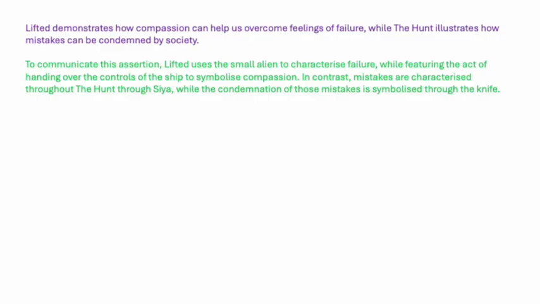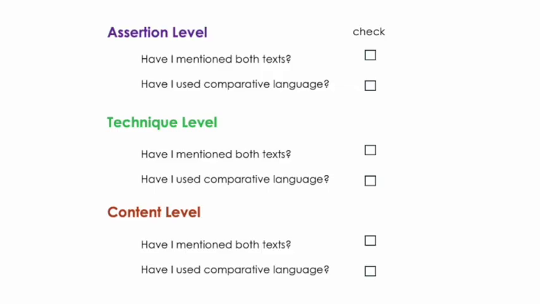Just like the first section, I should be able to scan the green section here and identify both texts, so I can see that I've talked about Lifted and I've talked about The Hunt, and you can also see that I've used the term "in contrast," which is my comparative language, showing that the technique used in one text is different from the techniques used in the other text. Notice in this case I've used two sentences, and let me reinforce the fact that I do not have to use a piece of comparative language in every sentence. I use it in every section. With that in mind, if I review the technique level, have I mentioned both texts in the green section? Yes, I did. And have I used comparative language?